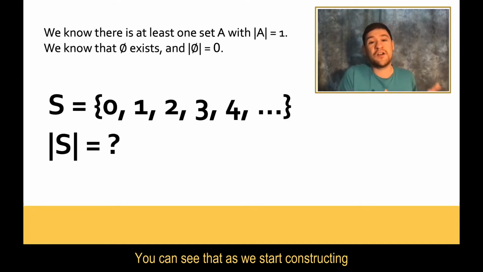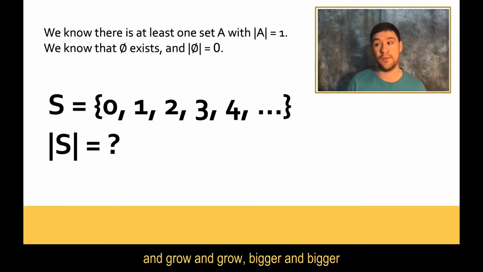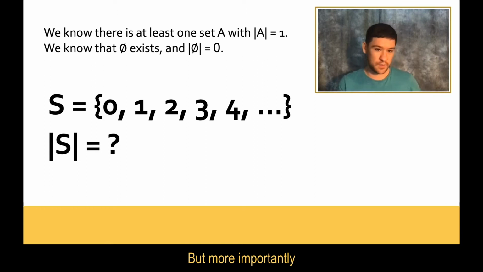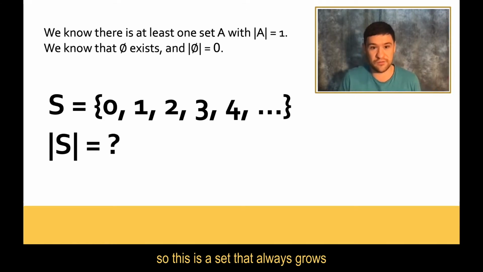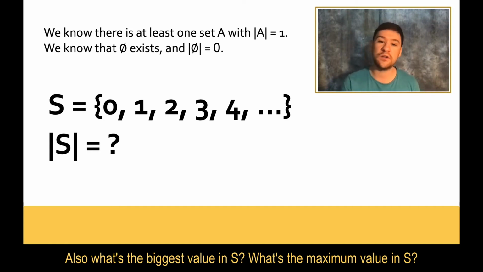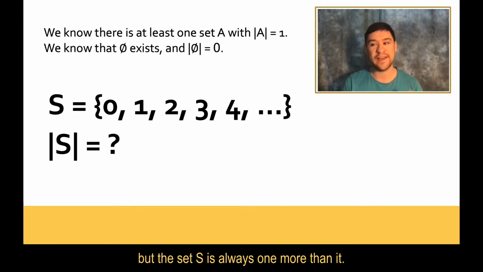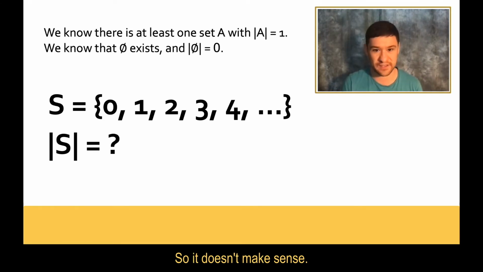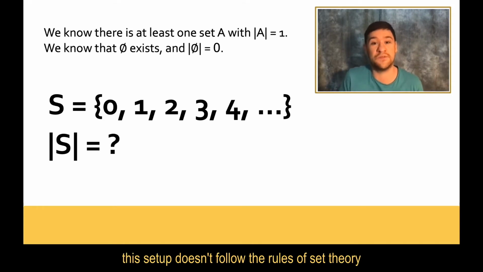So you can see that as we start constructing S like this, S starts to grow and grow and grow, bigger and bigger and bigger. But more importantly, the size of S is always in S. So this is a set that always grows. There is no end. And also, what's the biggest value in S? What's the maximum value in S? Well, it's the last thing we put in, but the set S is always one more than it. So it doesn't make sense. This setup is a contradiction. This setup doesn't follow the rules of set theory.